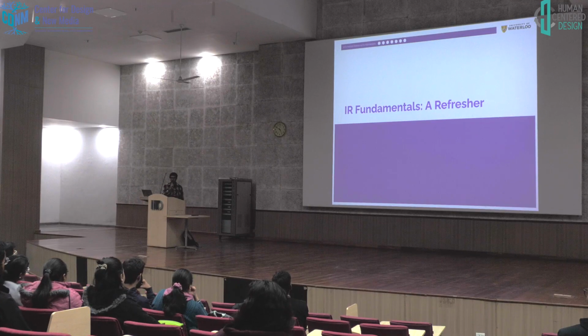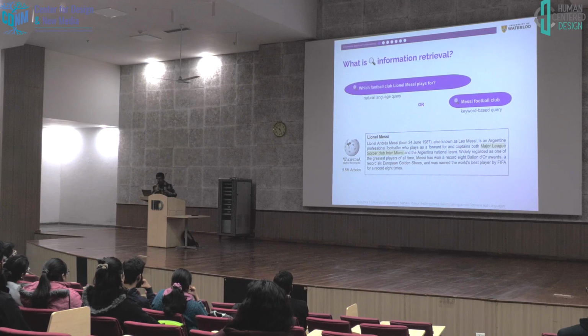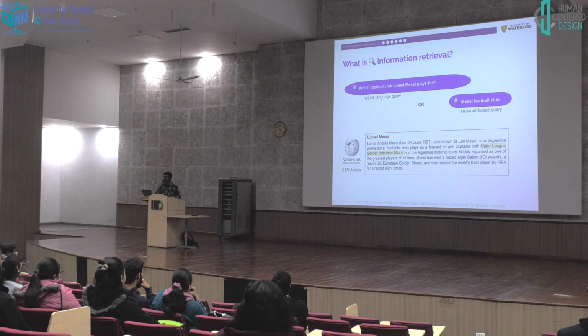So let's start with a little bit of a refresher. I'm sure you will be going through all of these models, but I just wanted to refresh them for people who are not familiar with them. So, what is information retrieval? In information retrieval, typically we have a natural language query or a keyword-based query. In this example, I ask: which football club does Lionel Messi play for? You need to find the answer to this question from a corpus, for example Wikipedia, which has millions and millions of documents. So you need to fetch the correct document which can actually answer the question. This snippet has been taken from Wikipedia, and in the highlighted part you see Lionel Messi is currently the captain of the Major League Soccer club Inter Miami.